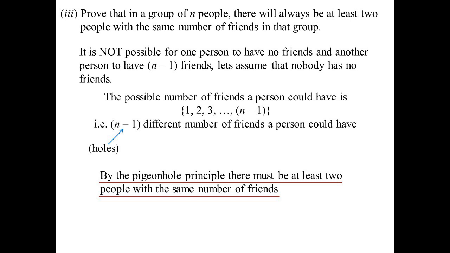If I've got n people, then when I'm placing them into categories, oh, you've got 1 friend, you're going in that category. Oh, you've got 3, you're going in that category. Once I've done n-1, I've still got a person left over. They've got to go in one of the categories. So there must be someone with the same number of friends as someone else by our pigeonhole principle.